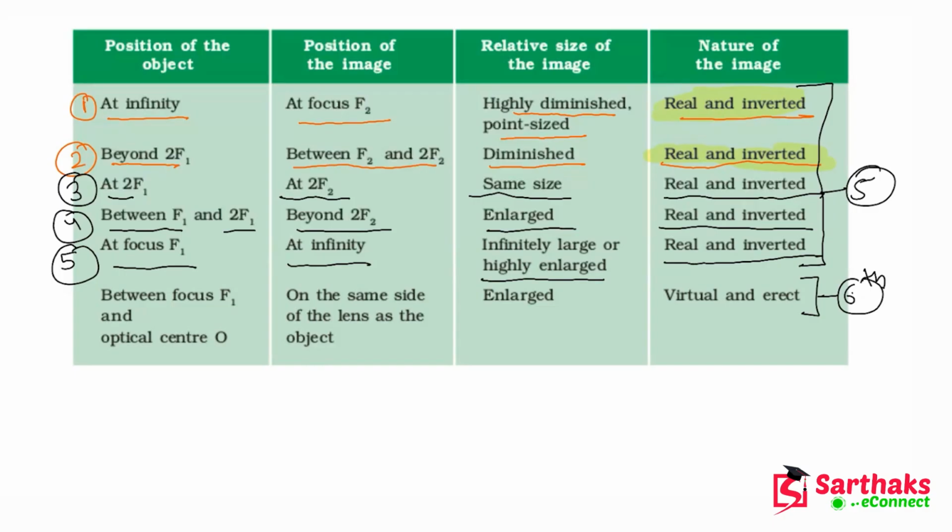Okay, now this is the last case, last and important case, when we place the object between focus f1 and optical center. We had brought the object so close to the lens. Now the position of the image was on the same side of the lens as the object, the size of the image was enlarged, and the nature was virtual and erect. I have been telling the same thing again and again, and this is an important case. In this case, the image was virtual and erect.